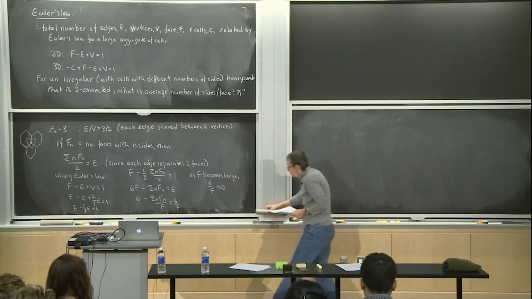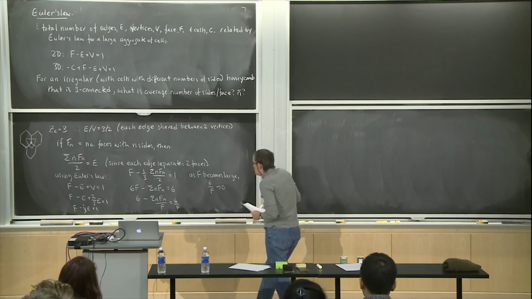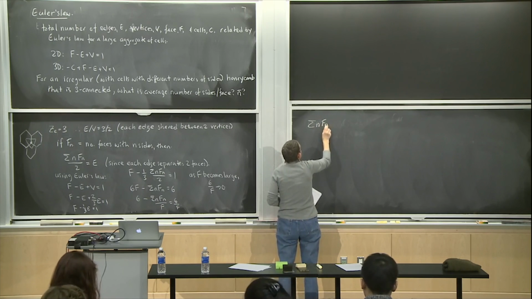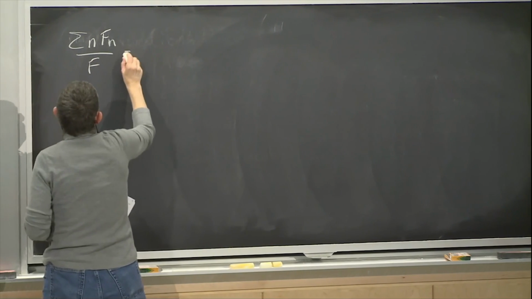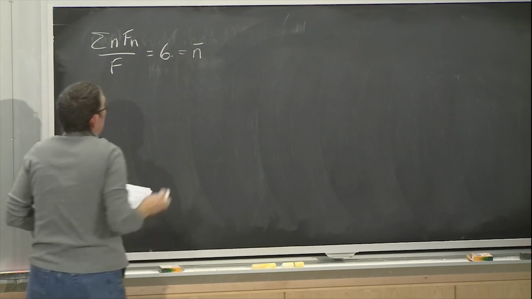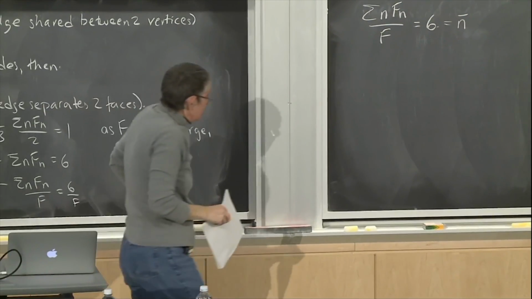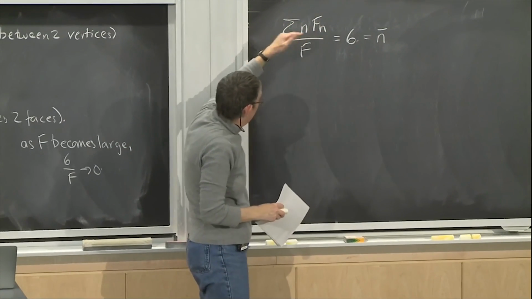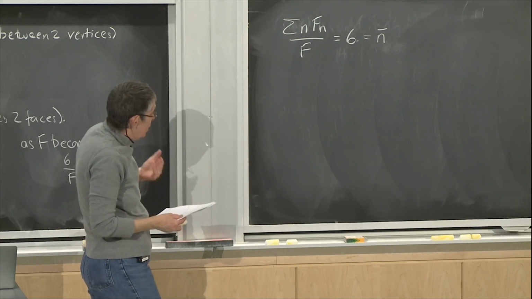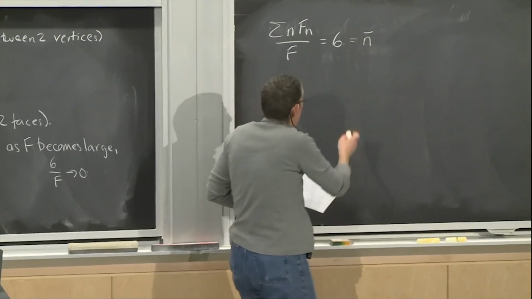So we're almost at the end here. So 6 over f goes to 0, and so that says that the sum of n times Fn over f is equal to 6. And that just is n bar. That is the average number of sides per face. This is your total number of sides in the whole thing, and you're dividing by the total number of faces, so that is the average number of sides per face.